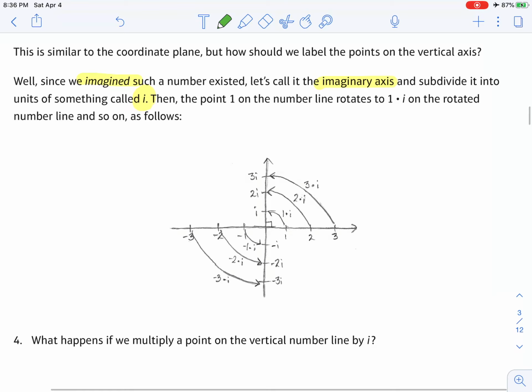So what it's saying down here is if I go 90 degrees, I go to i. If I go from 2 and I go 90 degrees, I get 2i. If I go from 3 and I multiply it by i, I get up to 3i. Okay?